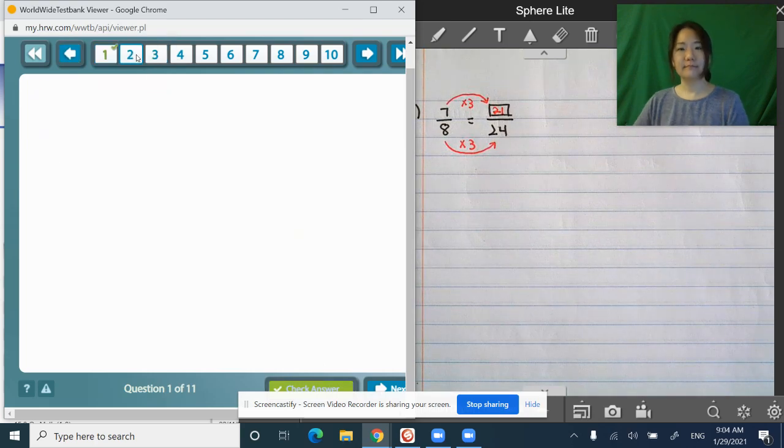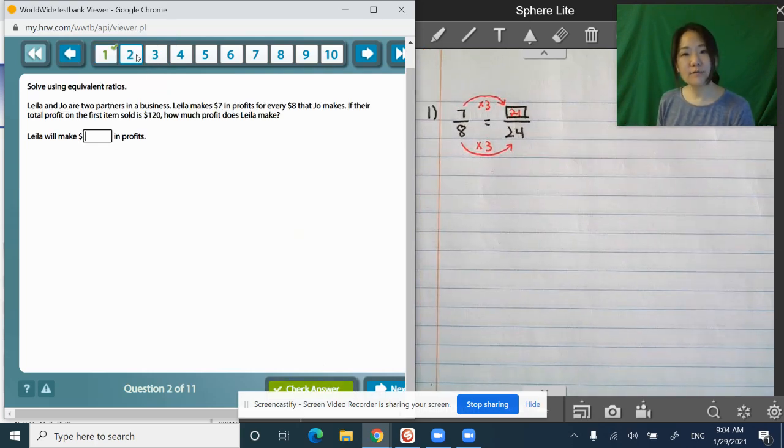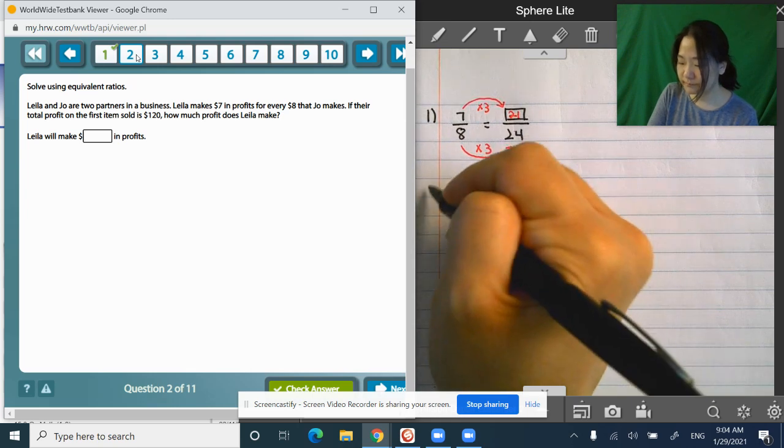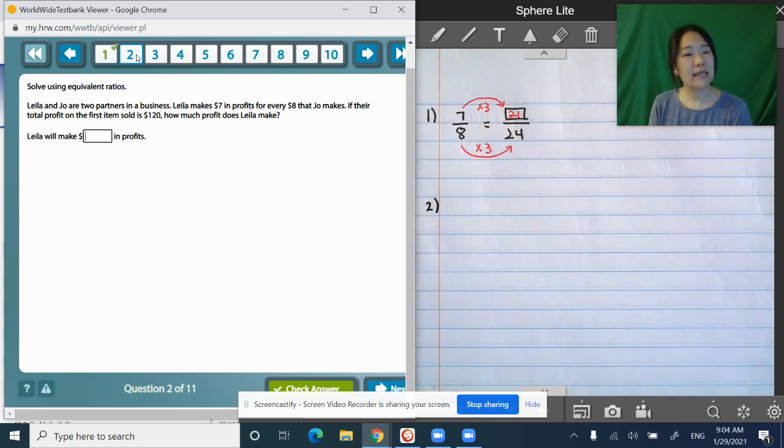All right. Number 2. Solve using equivalent ratios. Layla and Joe are 2 partners in a business. Layla makes $7 in profit for every $8 that Joe makes. If their total profit on the first item sold is $120, how much profit does Layla make? That problem is exactly the same type of problem that we learned in class.